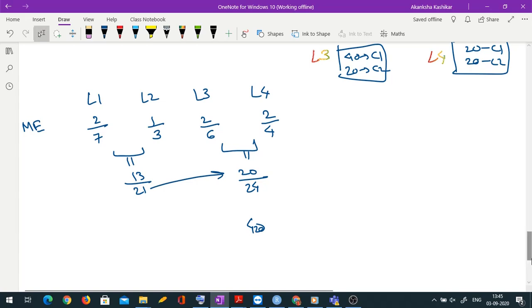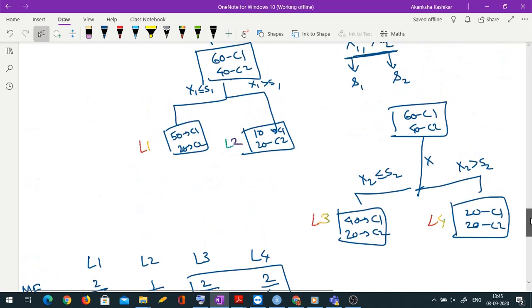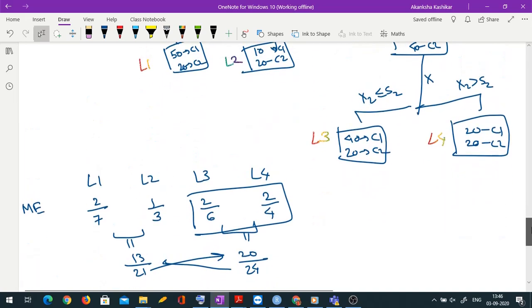If I go this way and if I do this, then yeah, it's 3112. I am assuming my calculations are correct. If they are wrong, please let me know. 3112 and 420. So this has larger error as far as misclassification is concerned. Okay. Now I can compute Gini index for this.